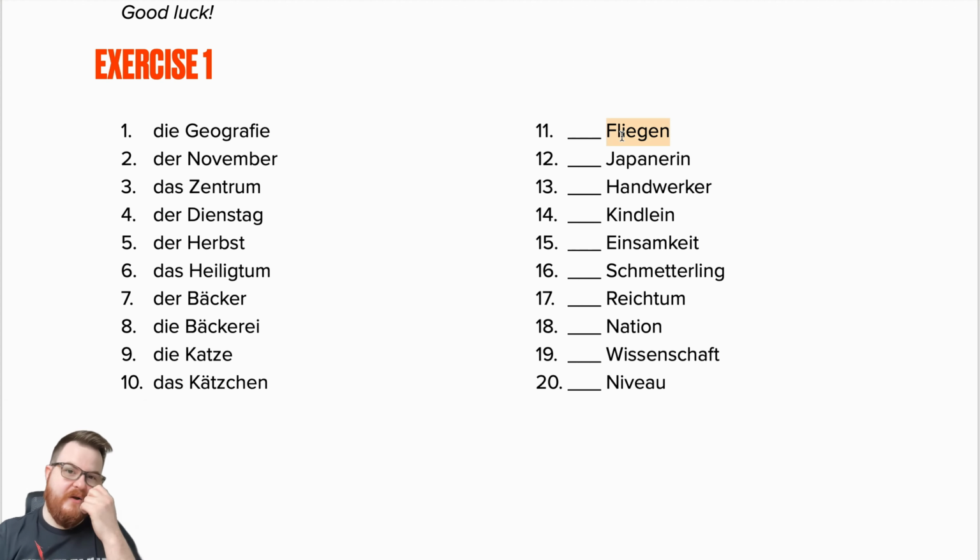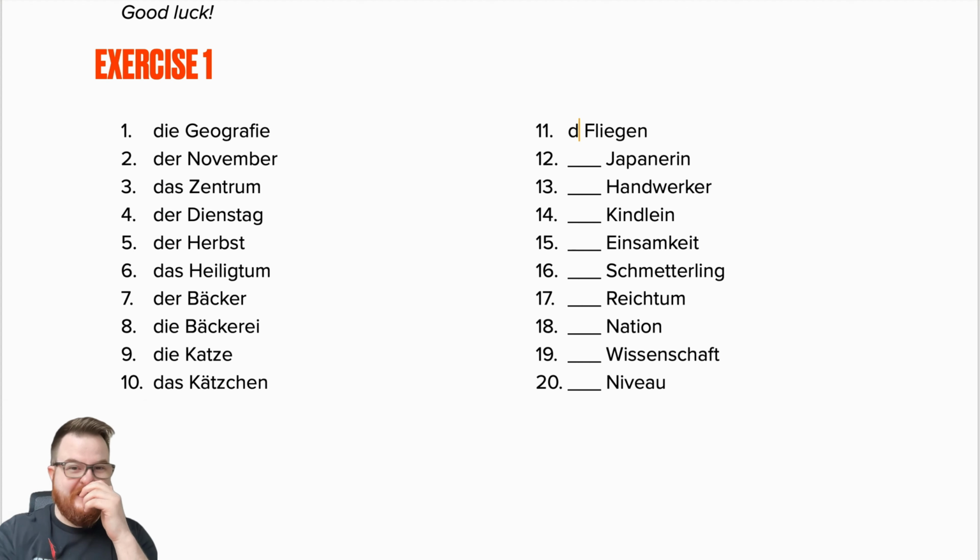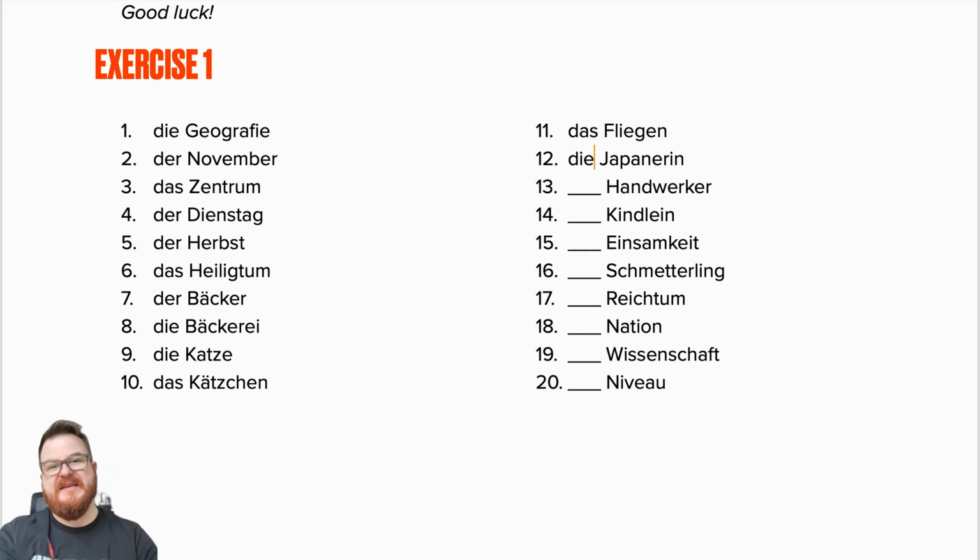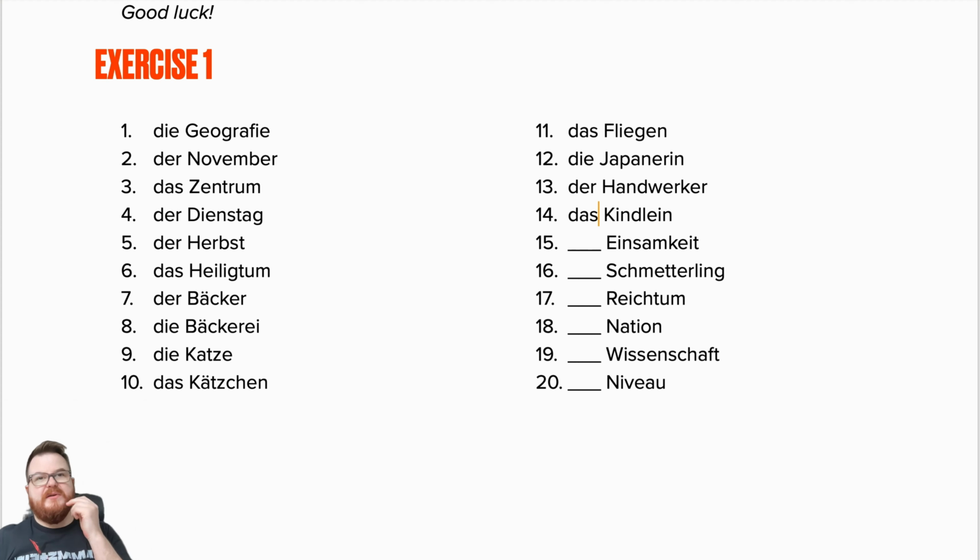Fliegen is a noun that is being used the wrong way around. It is a full verb that is being used as a noun, so it's das Fliegen. Japanerin has a female ending. This is a Japanese woman, so die female nationality, die Japanerin. Handwerker is another job title that's masculine, der Handwerker. Kindlein, lein, makes us use das. Those that end in lein are always neuter.